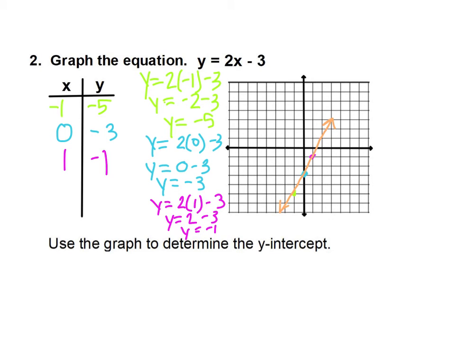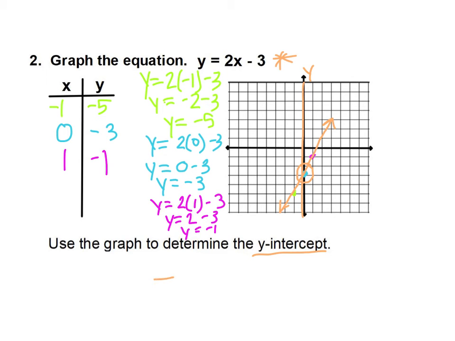So this line is this equation, and every point on this line is an ordered pair, or a solution to this equation up here. And just like last time, we're going to determine the y-intercept, which is where it crosses the y-axis. So here we are at this blue spot where it crosses the y-axis, which goes up and down, and it crosses right here at -3.